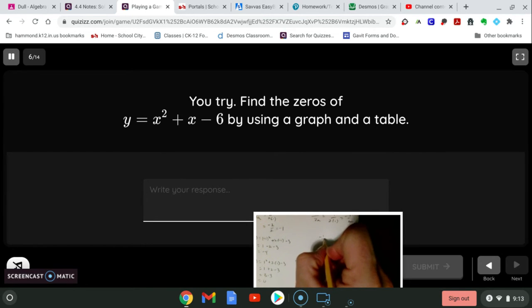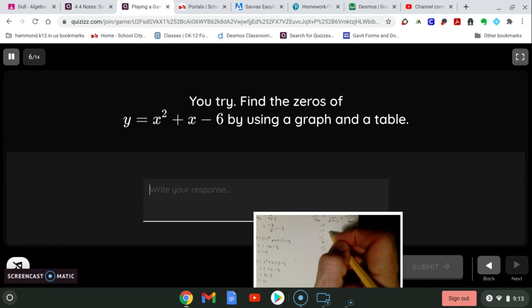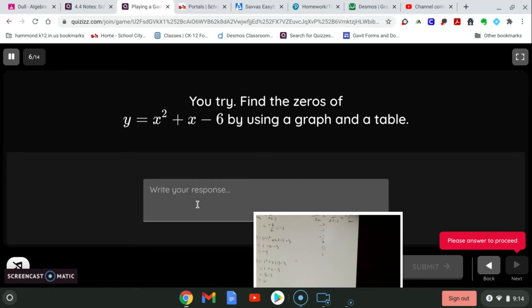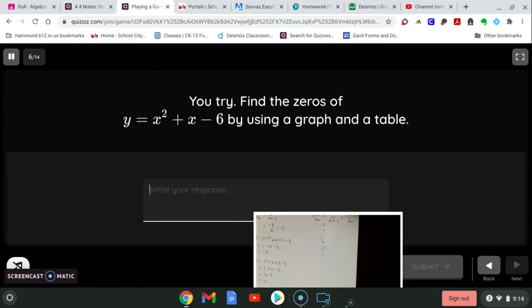So if we had -1/2, and then say we did 0 and 1, and then -1, -2, if we went ahead and substituted these in, we still wouldn't have our zeros by using a graph and a table. It would take a lot of work, and we really wouldn't get what we want out of this. So let's think about this maybe a different way.